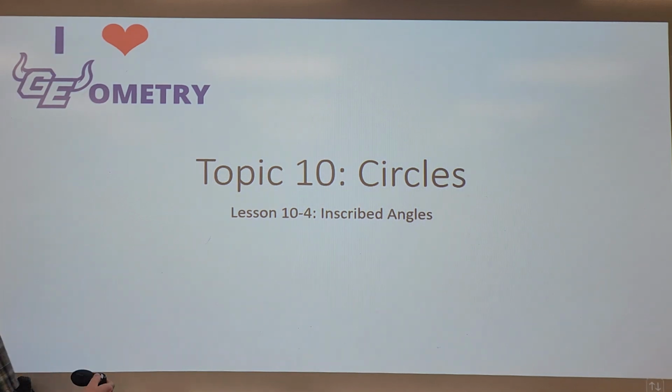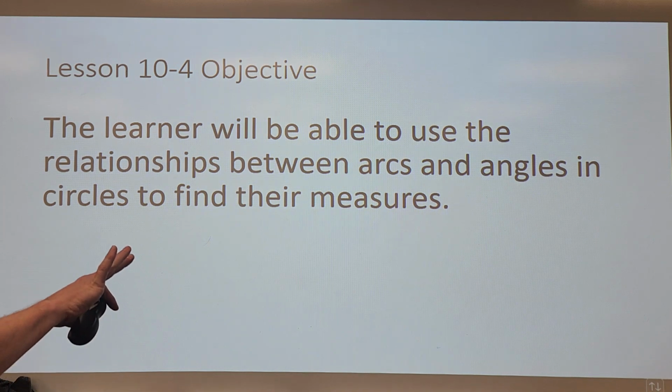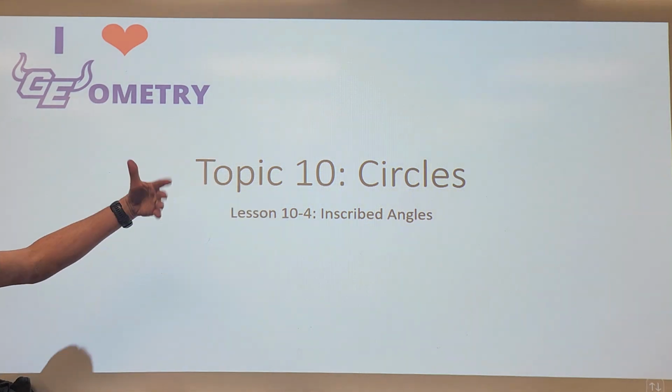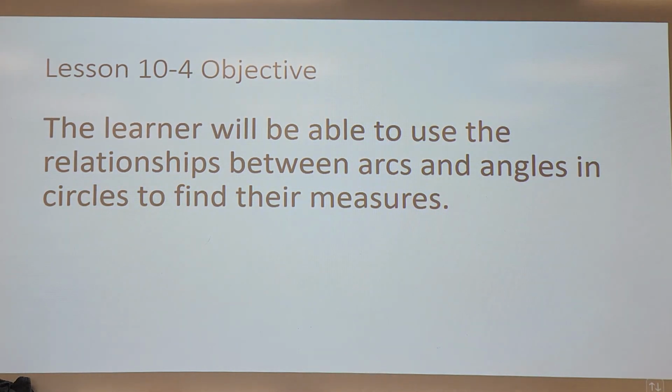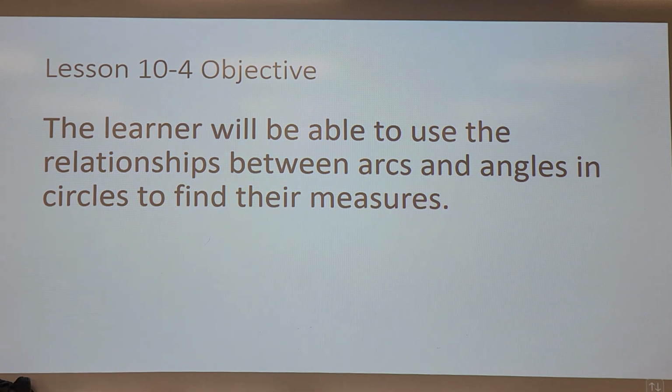Lesson 4, inscribed angles. We're going to find the measure of inscribed angles. We're going to first define what they are, but we're going to find that relationship between the angles on the circle versus in the circle, and as far as they relate to the measures of the arcs, the intercepted arcs.